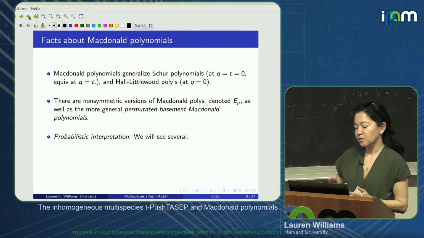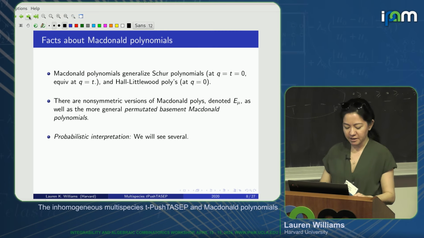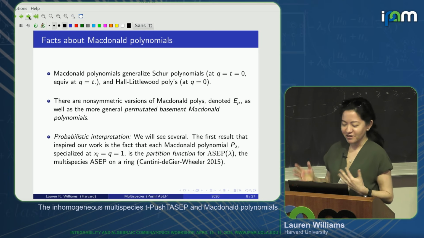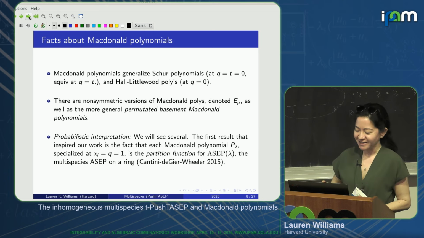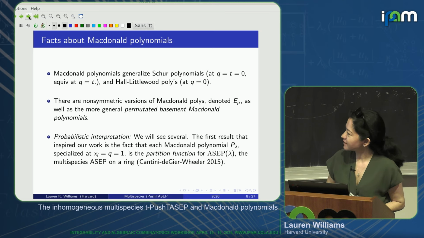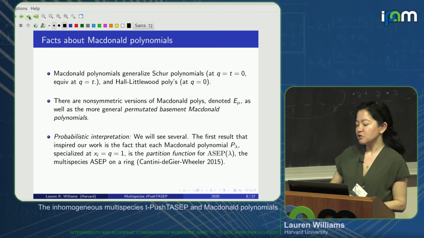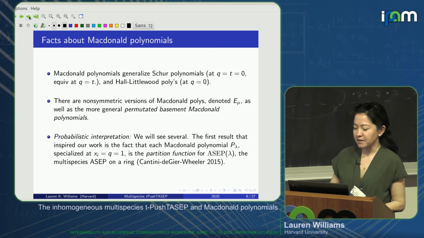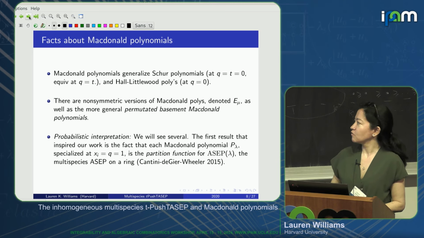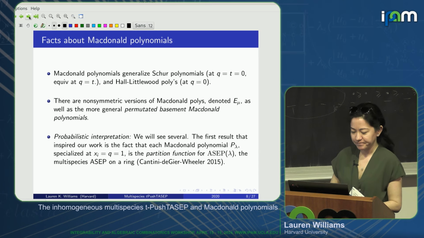Okay, and we're going to be talking about probabilistic interpretations, but as perhaps both speakers may have mentioned earlier today, the starting point that inspired our work was the fact that we learned from a paper of Cantini, de Gier, and Wheeler in 2015, which is that if you take your Macdonald polynomial P lambda, you specialize all the x's to 1, you specialize q to 1, this gives you the partition function for the multispecies ASEP on a ring.